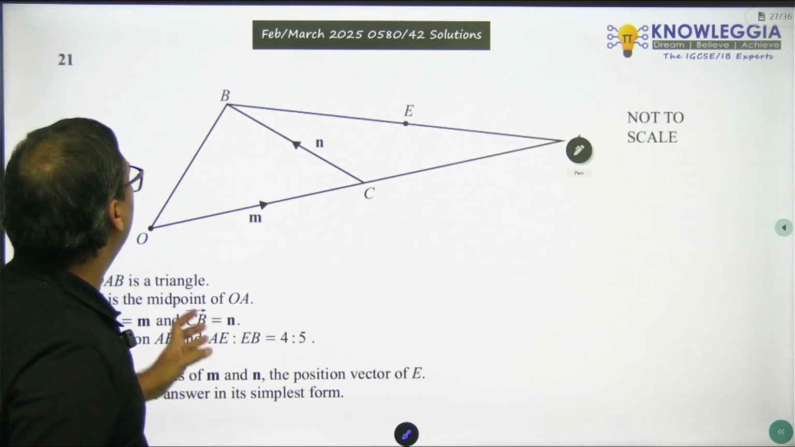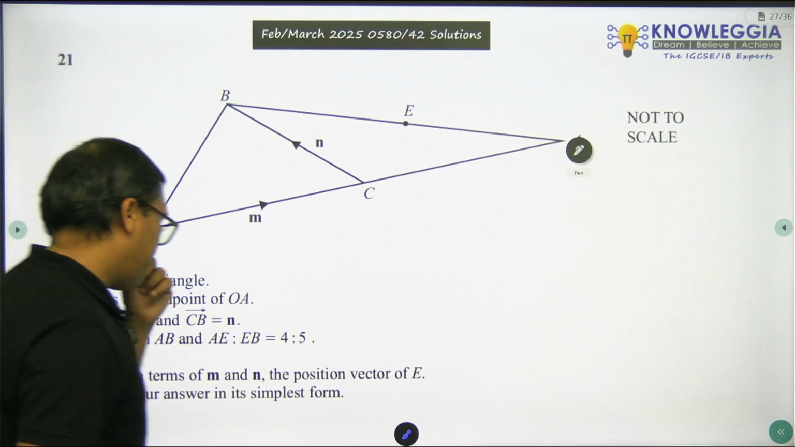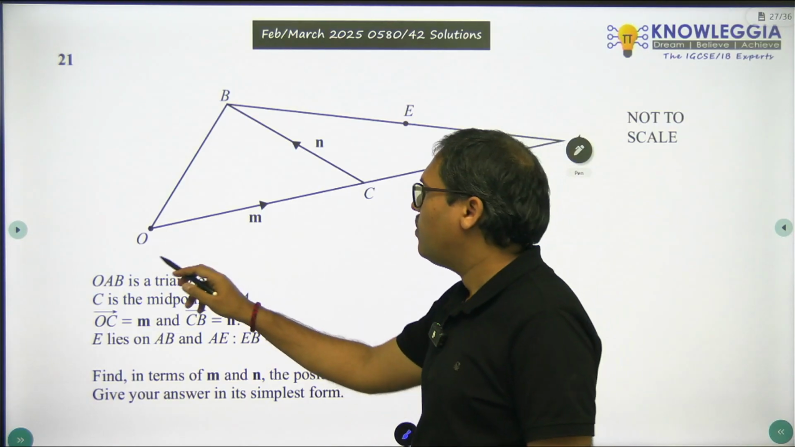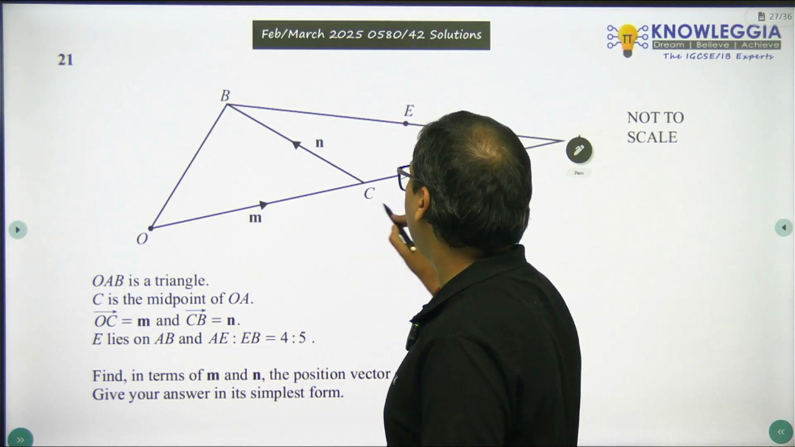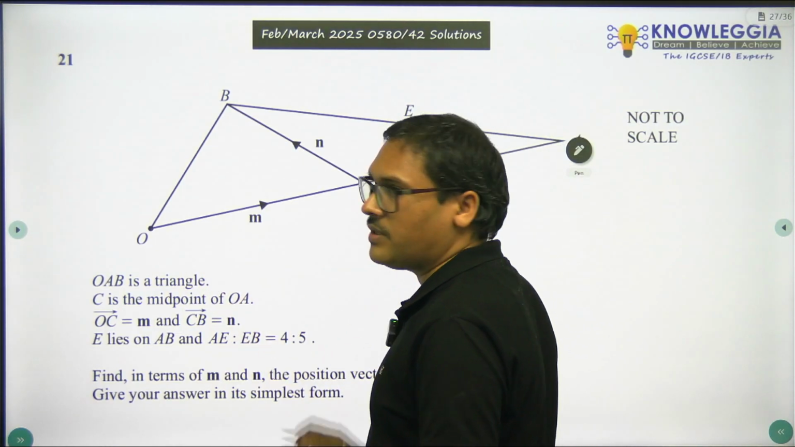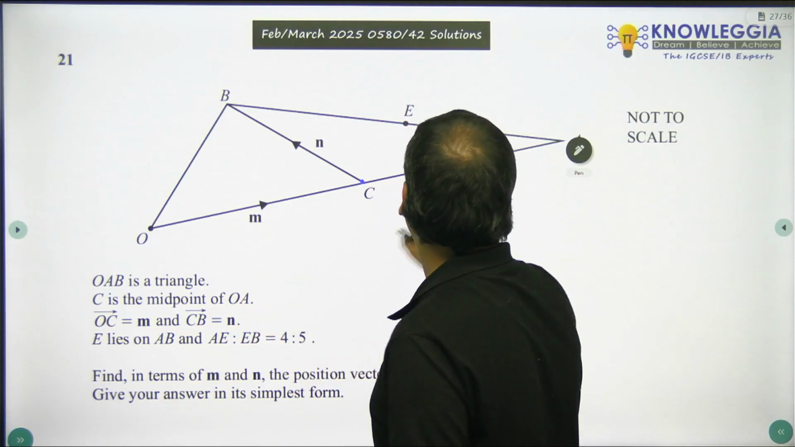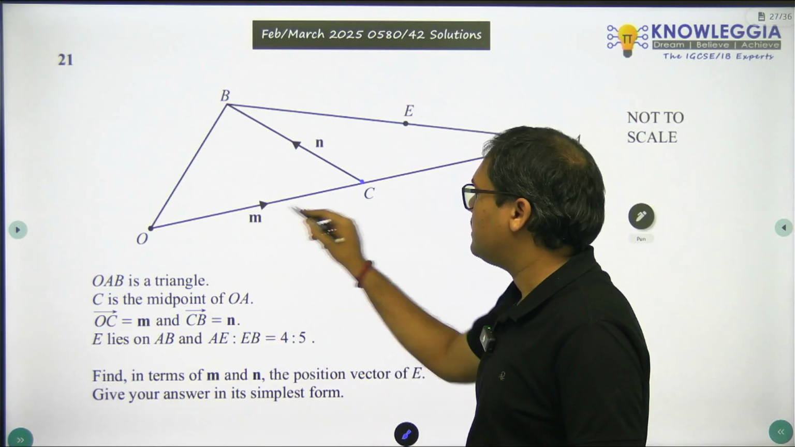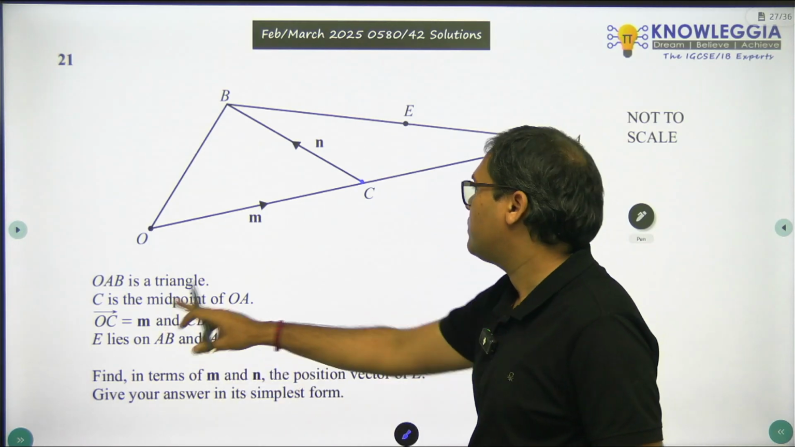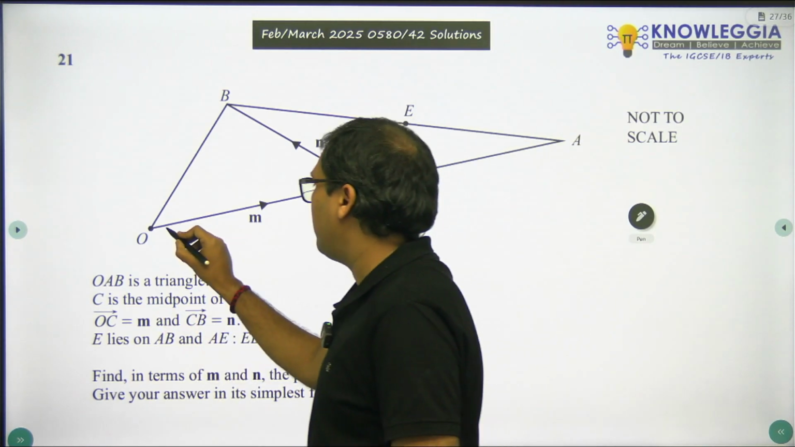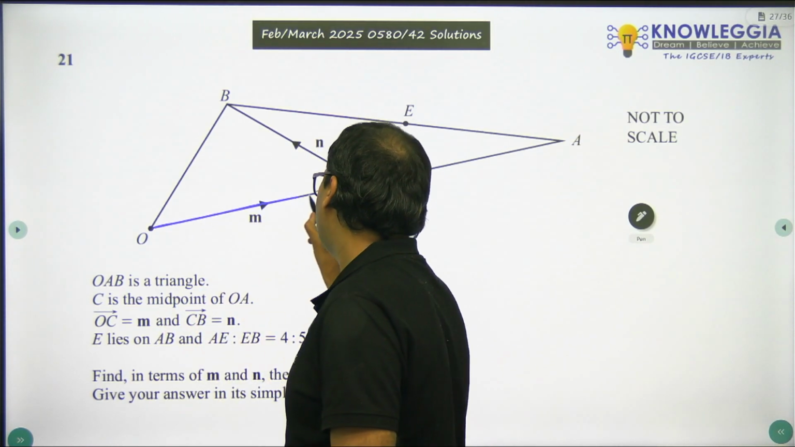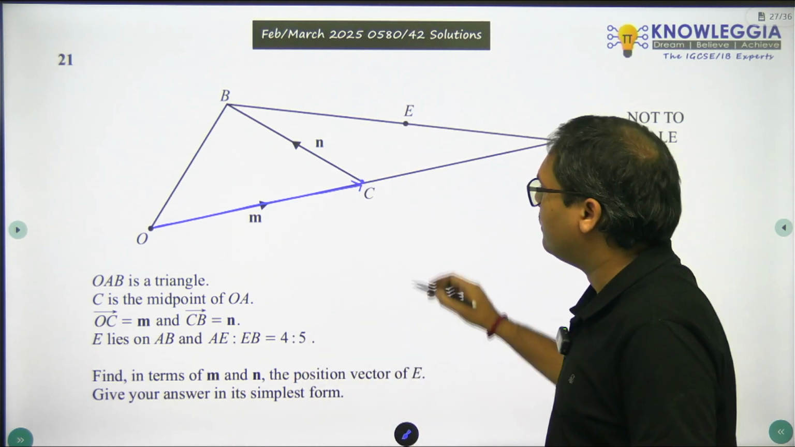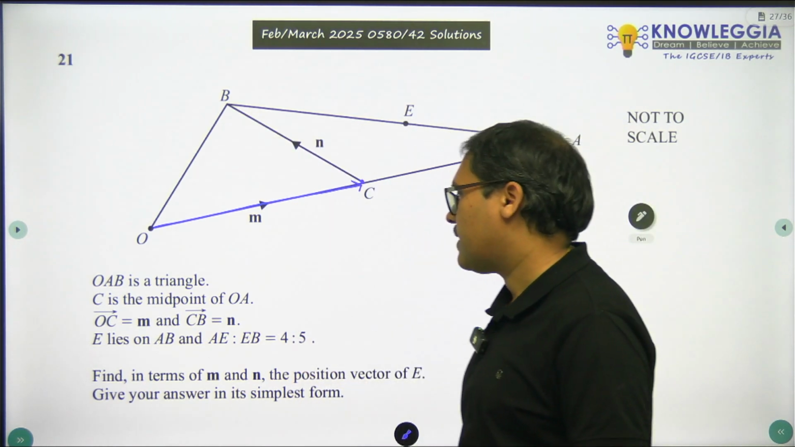So this is the next question. Oh, a question on vectors. Let's see. OAB is a triangle. C is the midpoint of OA. OA, the midpoint is C. That is this and this, right? Given that OC vector, only this part, is M vector. CB, this is given to you, is N vector.